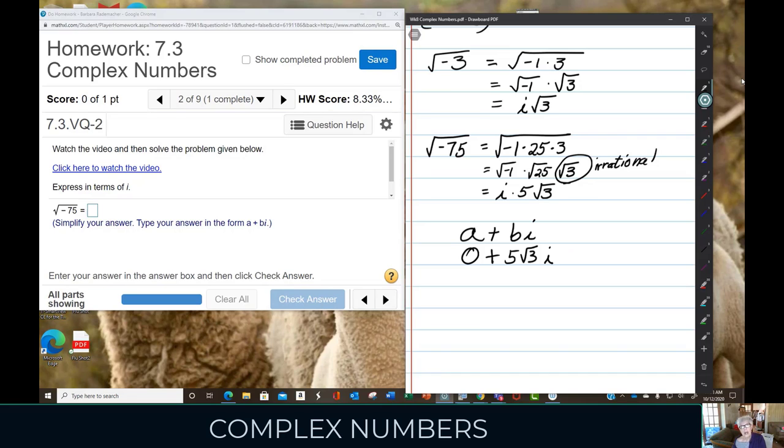So you still have to simplify radicals when your radicand, the number under the radical, contains a perfect square in it. This is called simplifying. Remember that, simplifying. Nobody likes it, but you've got to do it.